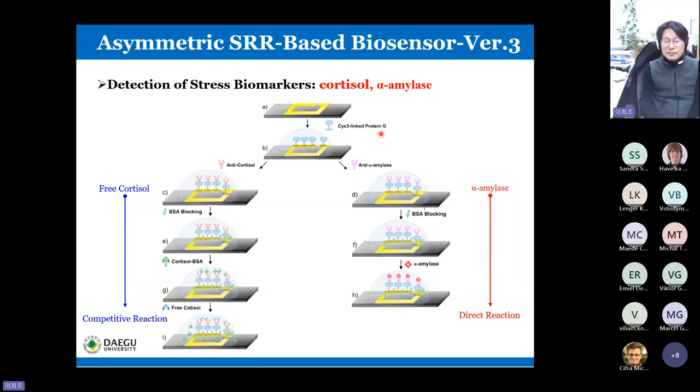First, cysteine-3 linked protein Z was immobilized on the resonator surface. Then, anti-cortisol was introduced, and to block the nonspecific binding, BSA was introduced. The cortisol-BSA was bound to the anti-cortisol, and then free cortisol was also introduced. The cortisol-BSA and free cortisol induce a competitive reaction for attachment to the cysteine-linked protein Z with the anti-cortisol.